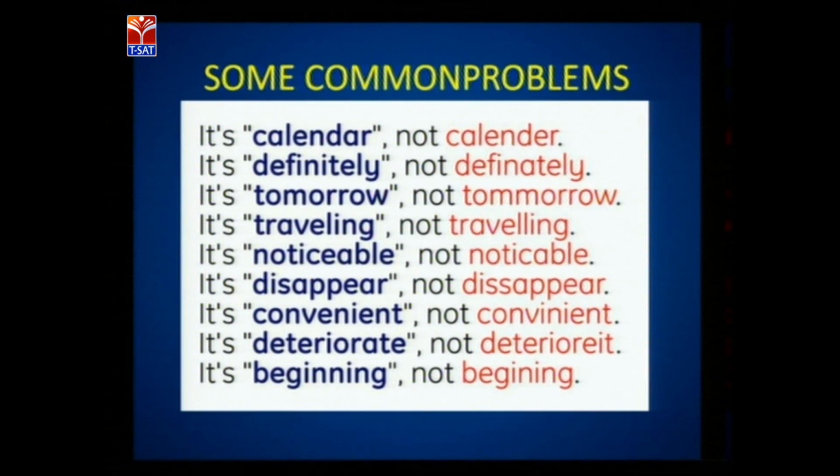Traveling, L is written double there. Noticeable, they forgot E there. And disappear, S is repeated there instead of single S. Convenient, instead of E, it was I there. Deteriorate, written with the wrong letters there. Beginning, the most common word, instead of double N, we write single N.